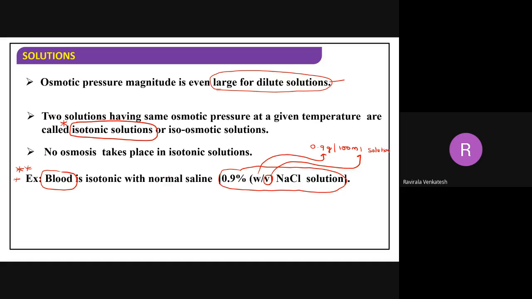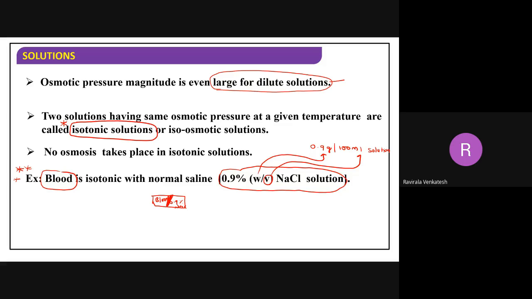Now, blood and 0.9% NaCl solution are always isotonic solutions. Now tell me, between blood, this is blood, and this one, the 0.9% NaCl solution, separated by a semi-permeable membrane, does osmosis take place or not? No, sir. Definitely osmosis does not take place.